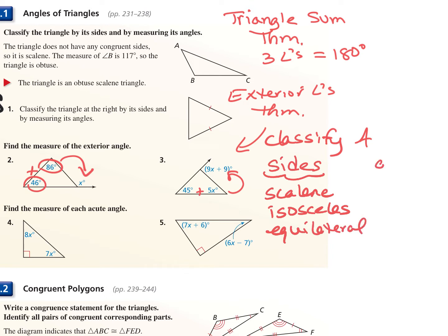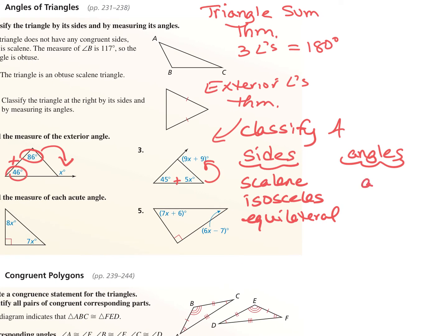Then giving it a name or a classification based on its angle measures. We can call it an acute triangle. We can call it an obtuse triangle. We can call it a right triangle. Or we can also say that it's equiangular. So these would be the names based on its angle measures. So be able to come up with one of these names when I say classify it based on angles or classify it based on the side lengths.